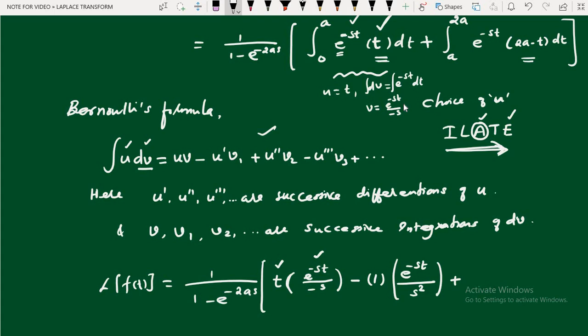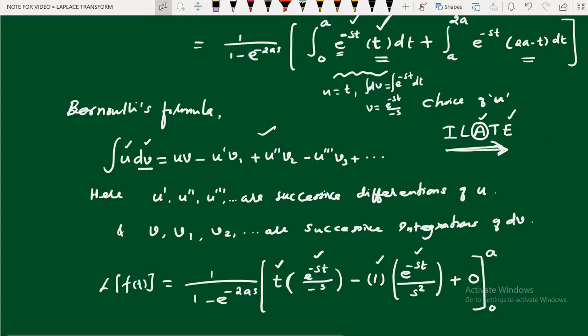Next term plus. Alternate sign you have to take. First term plus, next minus, next plus. Then again here differentiate the first function, integrate the second function. Same logic we have to follow. Now what's the differentiation of 1? Differentiation of 1 is 0. So whenever you get 0 here, no need to integrate the second function because 0 into anything is 0 only. So you can stop up to this. So the limits are 0 to a.